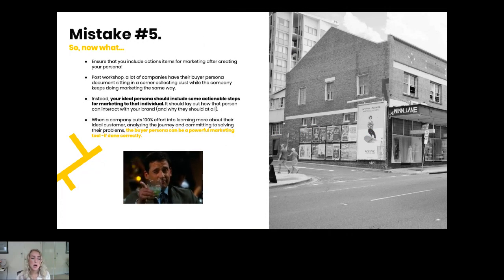Because when a customer puts 100% of effort into learning more about their ideal customer, analyzing their journey, and being really committed to solving their problems, the buyer persona can be a really, really powerful marketing tool if done correctly. So really make sure you include those action items, guys.